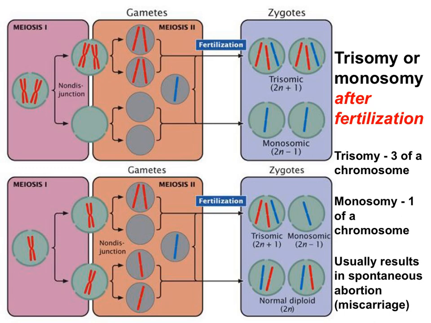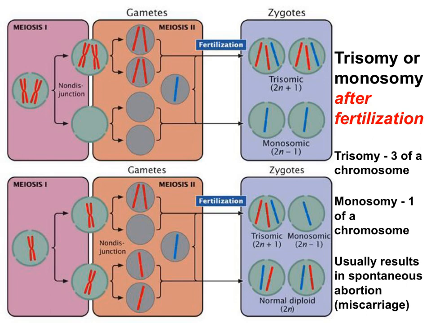This diagram shows all of the non-disjunction errors that you saw in the last slide. On the top, non-disjunction happens in meiosis 1, and all of the gametes are affected. At the bottom, non-disjunction happens in anaphase 2, and only half of the gametes are affected. These gametes are normal. Then the red gametes are fertilized by a normal blue gamete, and the zygotes on the right, over here and over here, show all of the possibilities.